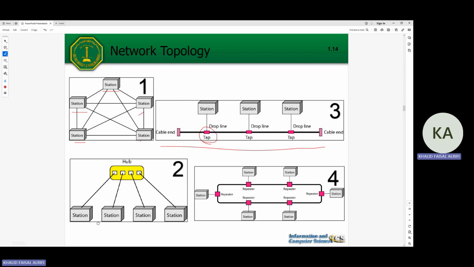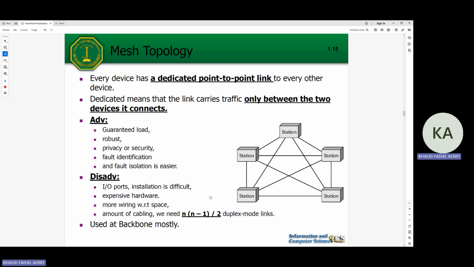Here the star topology. All of them communicate with each other via the hub. So they cannot communicate directly from one to another. They have to communicate with the hub, and the hub will make sure to send the data to the station. So all of them communicate with the hub in order to communicate with each other. And the last one here is the ring, of course. The ring has a repeater, and we will soon know why it has a repeater. So let's start with the first one.